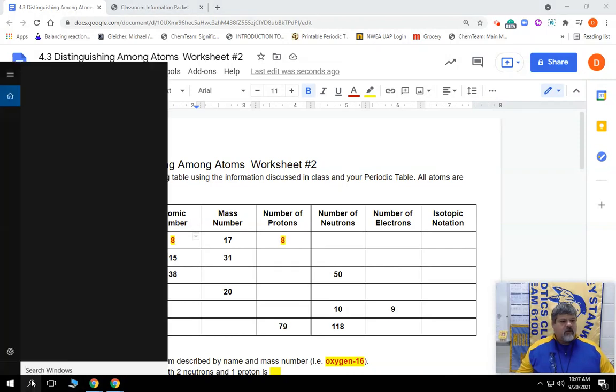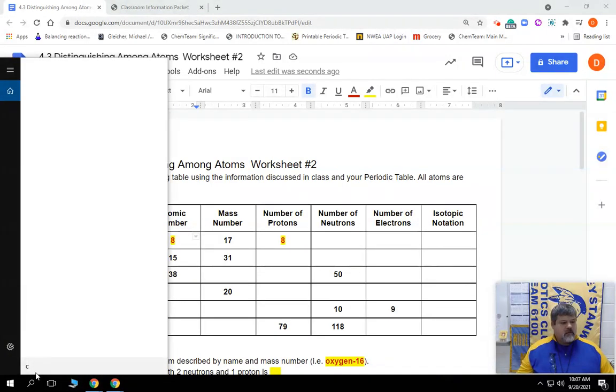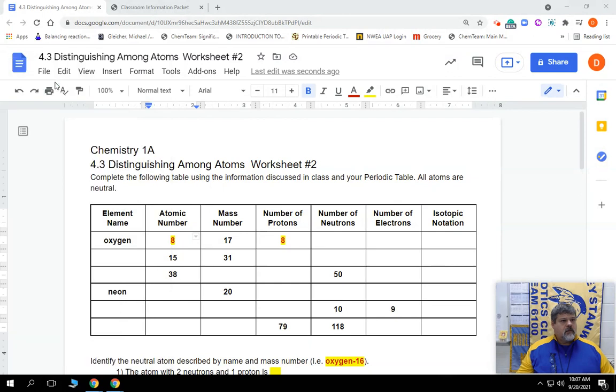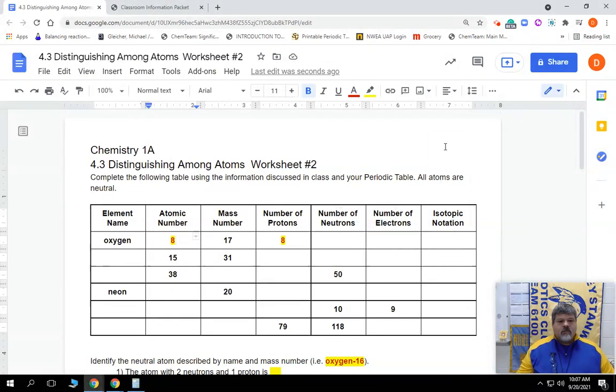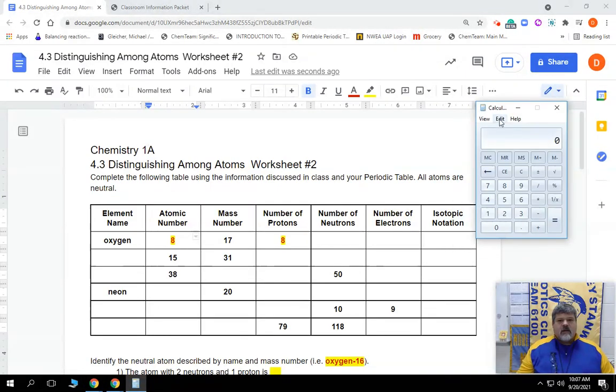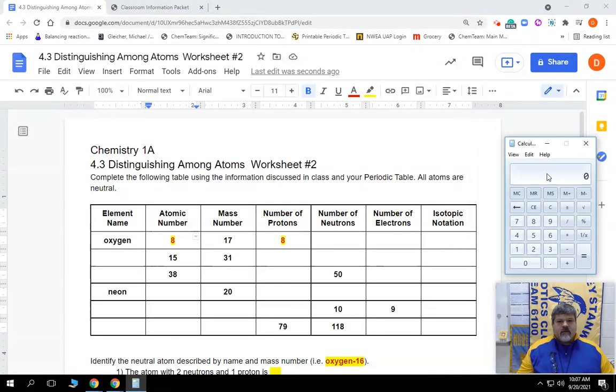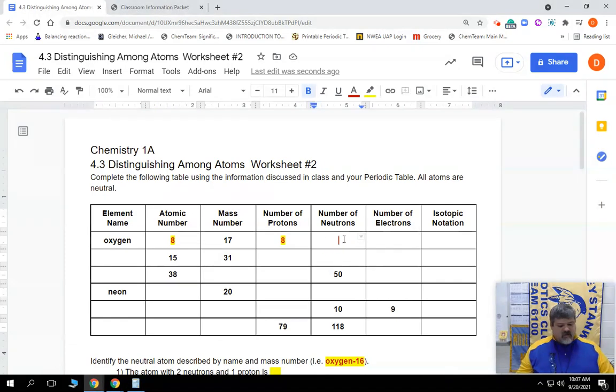So I'm going to go over here and grab a calculator, and put that calculator right up here. And so we're going to take our 17 and subtract 8 from that, and that's going to equal 9. So that's going to be the number of neutrons. So put the number of neutrons right there, 9. The number of electrons is always the same as the number of protons because they have to be equal but opposite. So we're going to put our number 8 right there.